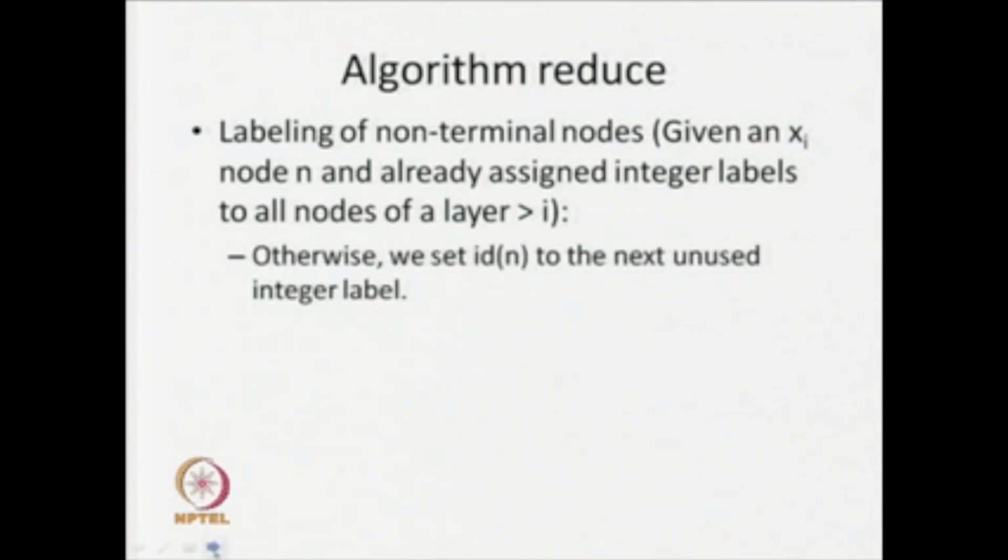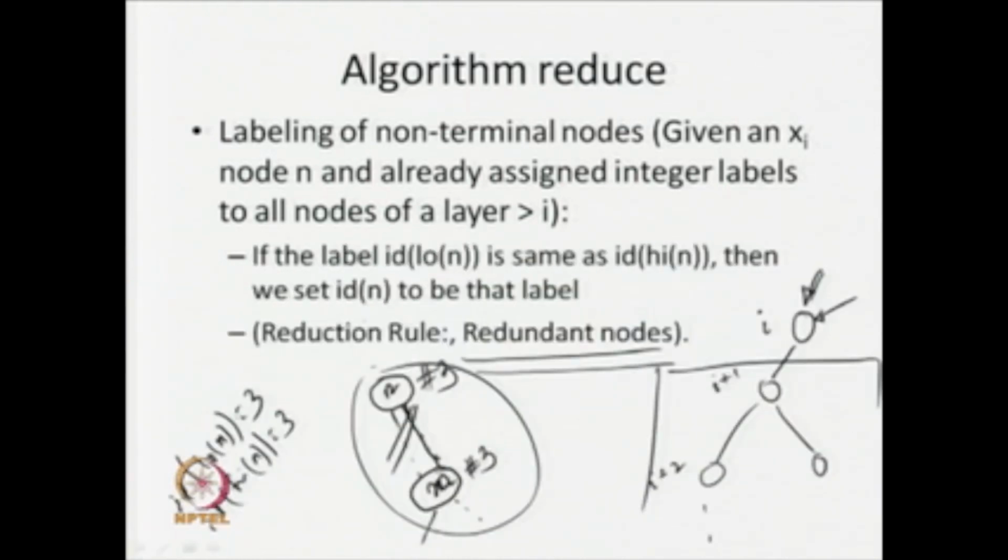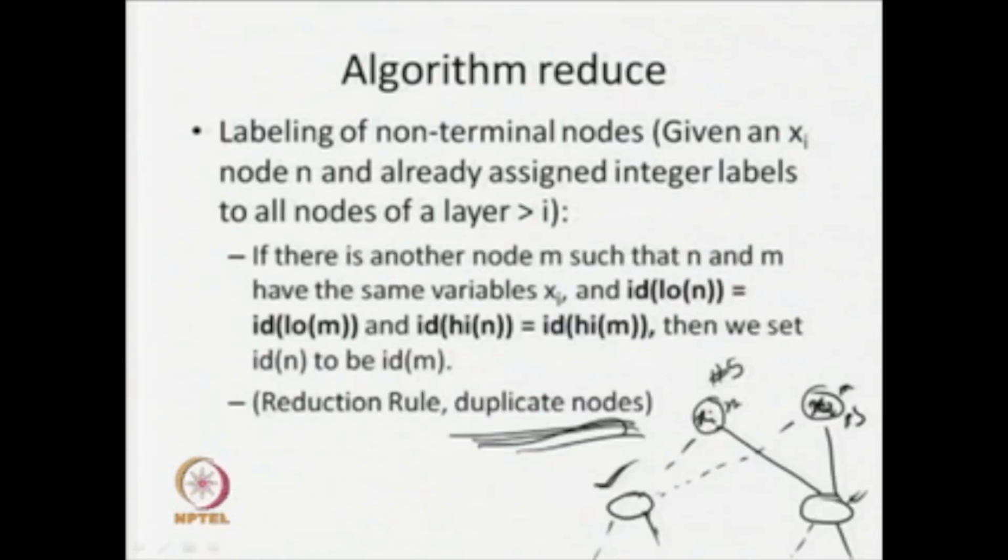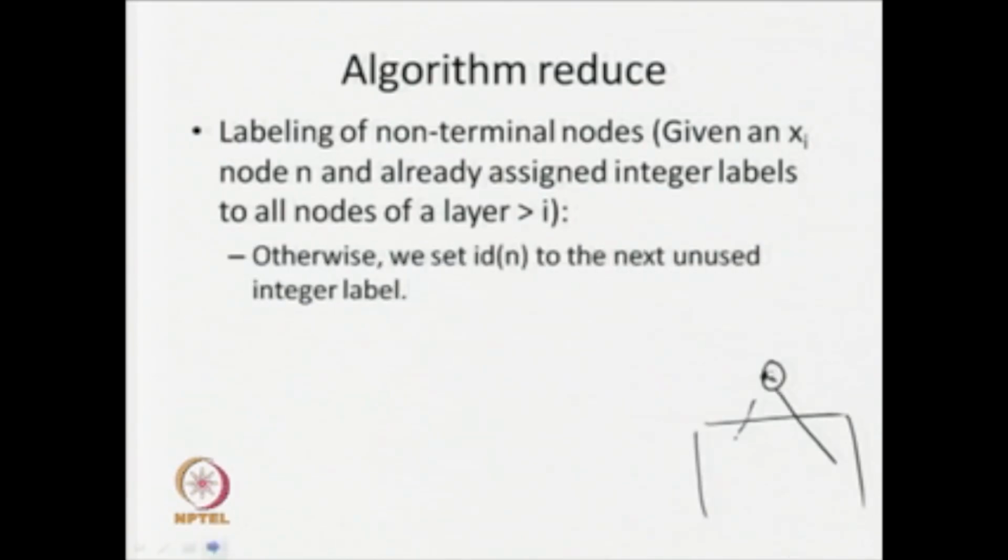Okay. In this case, say I am coming to a particular node xi and all the nodes below it are labeled, and it is not following these two rules, the first one and the second one, then what will happen? Otherwise, we set ID of n to be the next unused integer label. Starting with integer 0 for the 0 node, then integer 1, then if they are not equal I go to the next unused number 2, then 3, like that. So if it is not following the two rules we have mentioned, then set ID of n to be the next unused number. That means it is a new node, and it will be present in our reduced BDD.